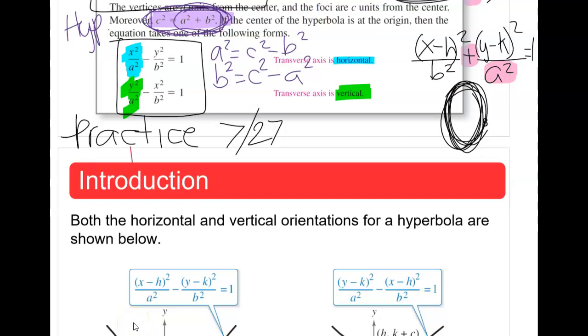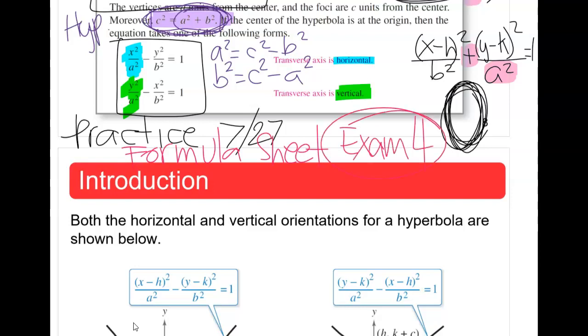So again, the practice will be the formula sheet where you will submit the formula sheet for exam 4. I will be announcing the dates for exam 4, but you could submit the formula sheet before it is due, because your exam will happen before or on the same day.